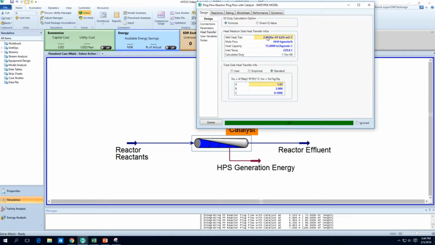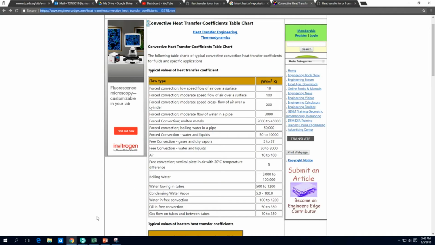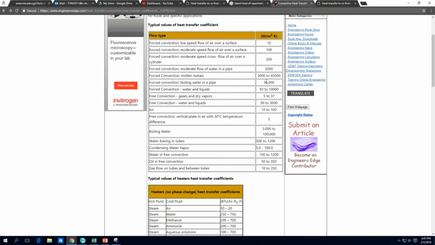You see now that it's 2.6626 E plus 1 kilojoule per hour per meter square per degrees Celsius. So how do we look at something that's appropriate for water? Well, if you just do a quick search online, going to Engineer's Edge, don't worry, I can put this in the description, and it says typical values of heat transfer coefficient, and I'm looking specifically at forced convection, and you have boiling water in a pipe, which is quite close to what we want, because we want boiling water at high pressure to generate high pressure steam.